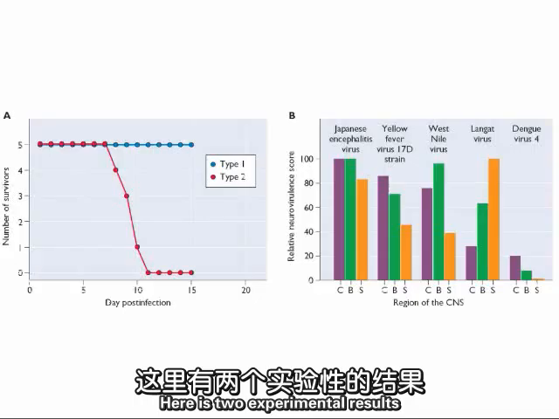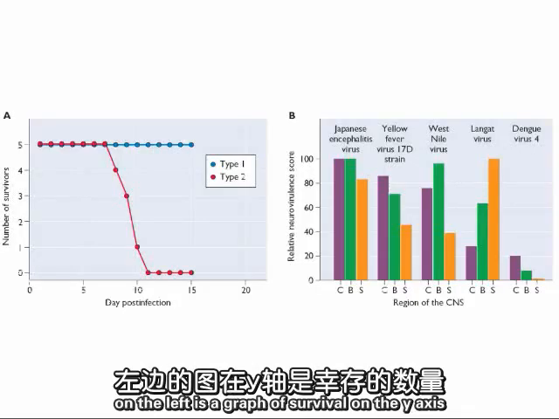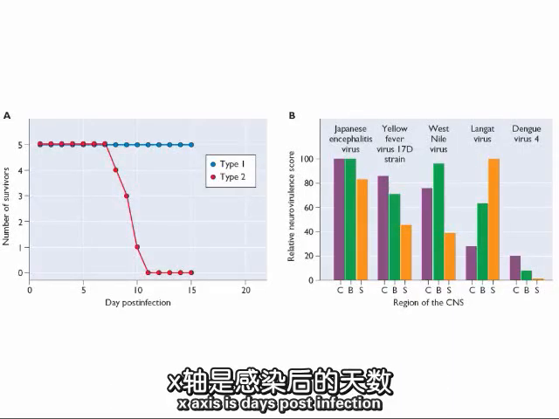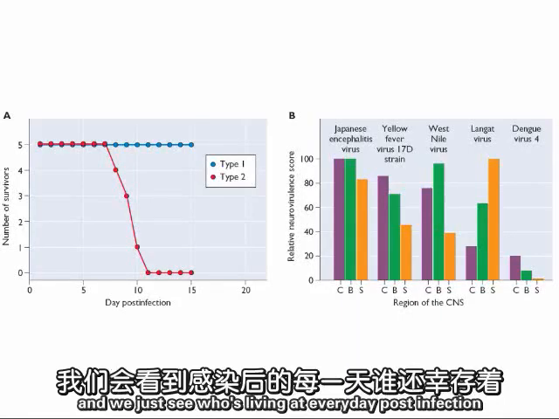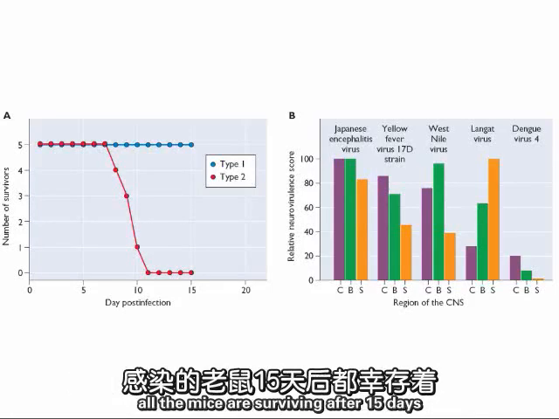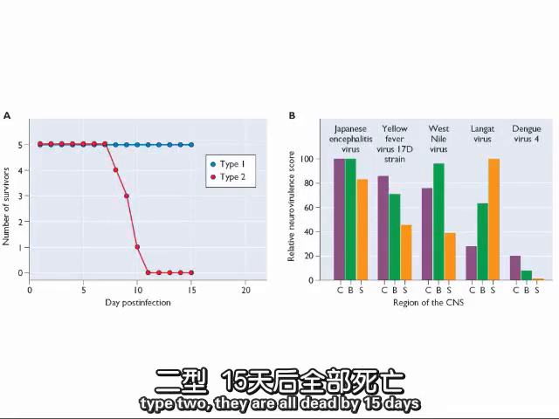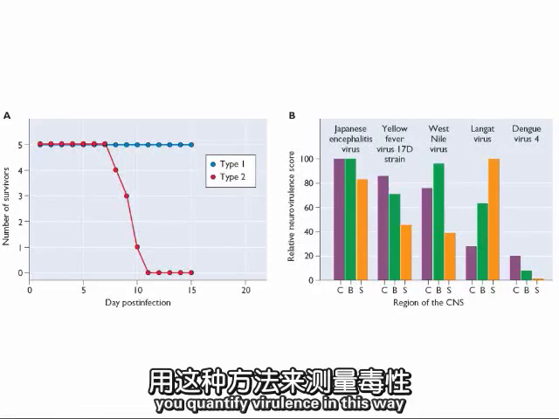Here's two experimental results just to give you a sense for this. On the left is a graph of survival on the y-axis. X-axis is days post-infection. We've infected mice with a strain of poliovirus, and we just see who's living at every day post-infection. So you can see type 1 poliovirus, all the mice are surviving after 15 days. Type 2, they're all dead by 15 days. So this is what I mean, the mean time to survival. You quantify virulence in this way.